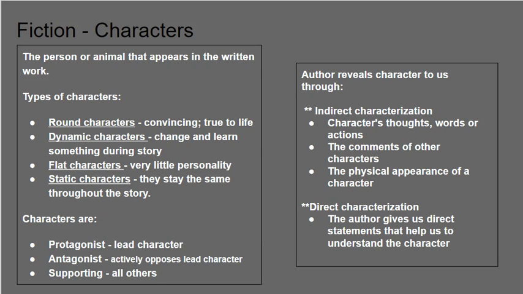Now let's talk a little bit about the types of characters you see here: protagonist, antagonist, and supporting. Your lead character is your protagonist. The antagonist is usually somebody who antagonizes or opposes the lead character. The supporting characters are usually all the other characters in the novel that support the lead character, the protagonist, or support the antagonist.